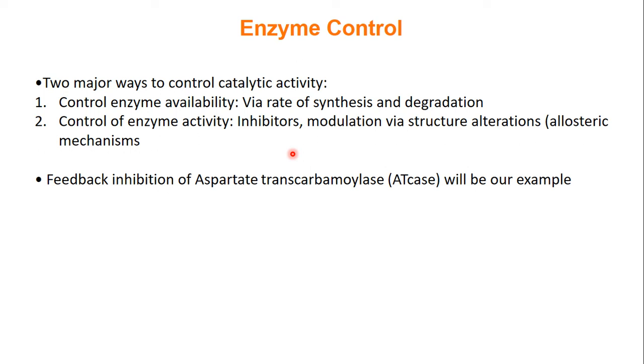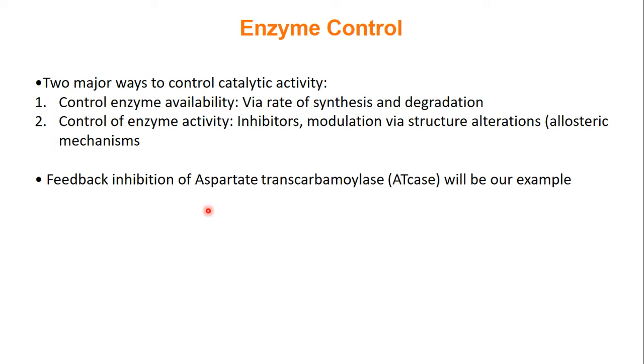But the other way to control enzyme activity, which we're really going to focus on in this video, is by modifying their catalytic activity through inhibitors or modulating their structure, and this uses what are called allosteric mechanisms. Allosteric basically means you're binding not a substrate, but something that is affecting catalytic mechanisms. It's speeding it up or slowing it down. And usually when you bind a substance allosterically, you're not binding it at the actual site where you do the chemistry. You bind it somewhere else.